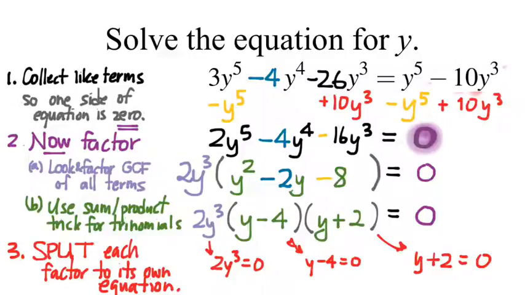So now all we have to do is solve each one of these equations in isolation, two of which are pretty simple to solve. Add 4 to both sides of this equation to get one solution, y equals 4. Likewise with the equation on the right, subtract 2 from both sides to get another solution, y equals -2. And then lastly, we have this equation over here, 2y to the third is equal to 0. What should we do with that one?